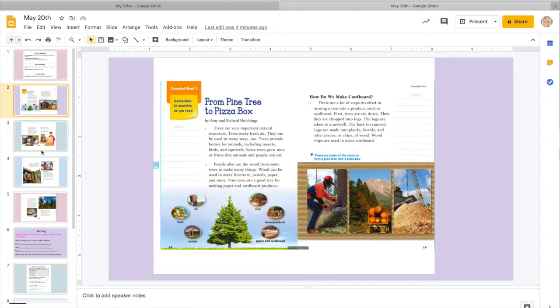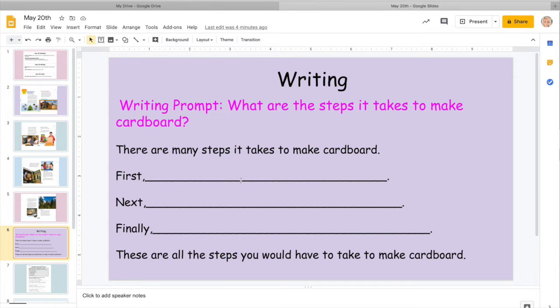Okay, so once you are done with the reading and then discussing that, you're going to move on to writing, where again I've given you another outline here with your writing prompt. What are the steps it takes to make cardboard? I've given you an initial starter sentence here, and then I've given you the transitional words to start to outline those steps, and then I've given you the conclusion.